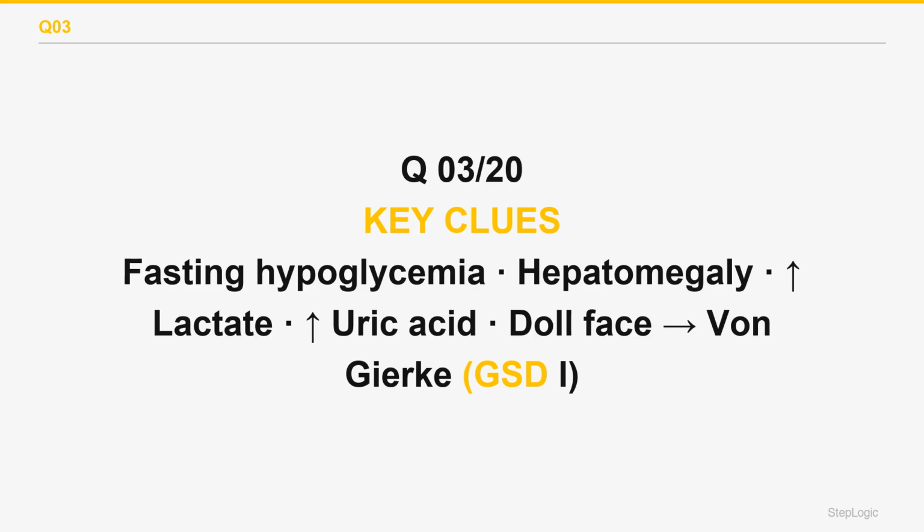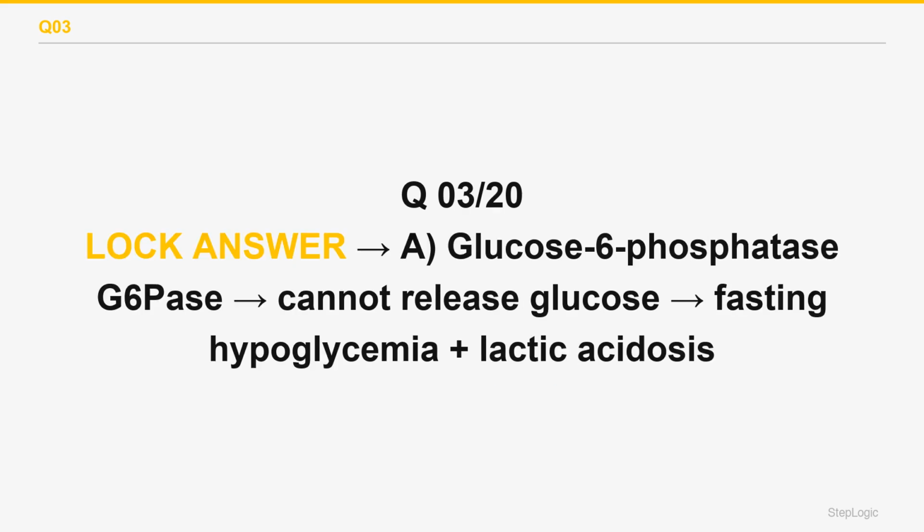Von Gierke disease is a deficiency of glucose 6-phosphatase, the final enzyme in both glycogenolysis and gluconeogenesis that frees glucose from glucose 6-phosphate for release into the blood. Without it, the liver cannot export glucose during a fast, so severe fasting hypoglycemia results. Glucose 6-phosphate backs up and is diverted into glycolysis, producing lactic acidosis, and into pathways raising uric acid and triglycerides. Glycogen and fat accumulate in the liver, causing hepatomegaly.